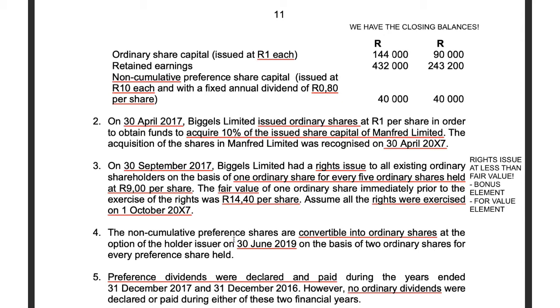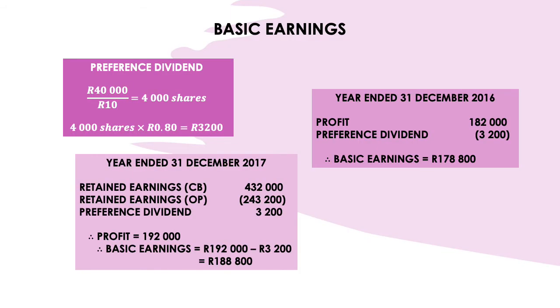But when are they convertible into ordinary shares? Only in the 2019 financial year. That does not affect our year ended 31 December 2017 or the year ended 31 December 2016. Let's first look at the easier part of the calculation, basic earnings.